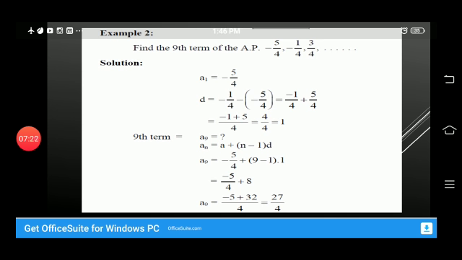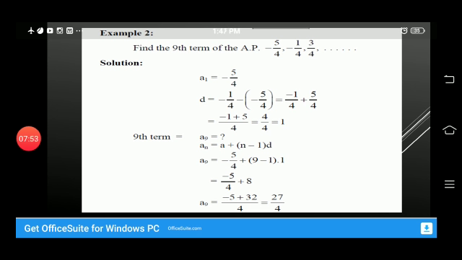Second, find the ninth term of an arithmetic progression: minus 5 by 4, minus 1 by 4, 3 by 4, and so on. They are asking about the ninth term. It means n is 9, a1 is minus 5 by 4, and how can we get d? We will subtract the first term from the second term. So minus 1 by 4 minus minus 5 by 4. By simplifying it, we get d is equal to 1.